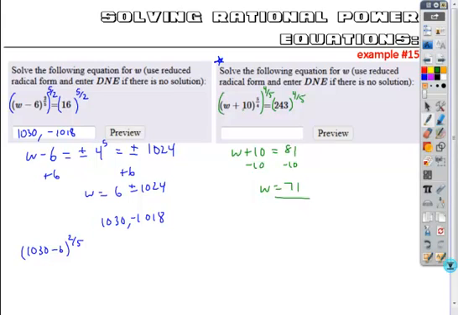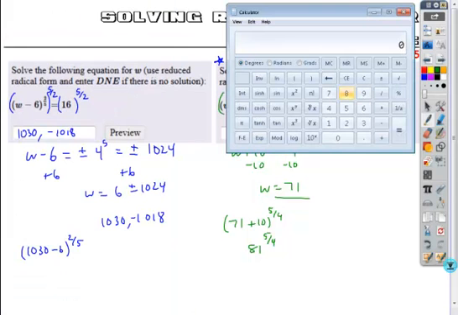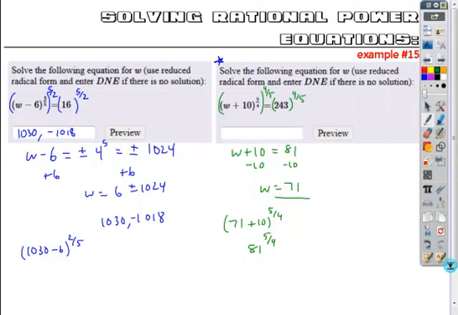We're going to check it real quick. 81 plus 10 gives you 81 to the 5/4. If you're using your calculator here to verify, 81 to the power of 5 over 4, and we get 243. It confirms what we were looking for, so yes, 71 is your solution.